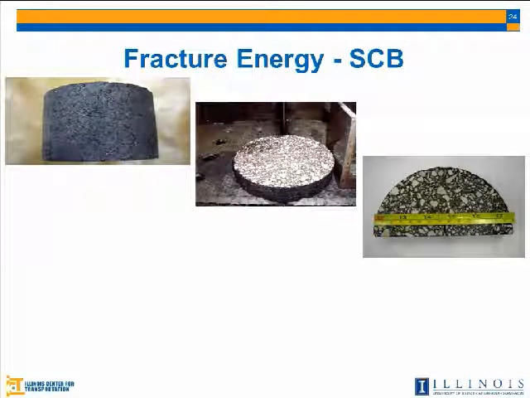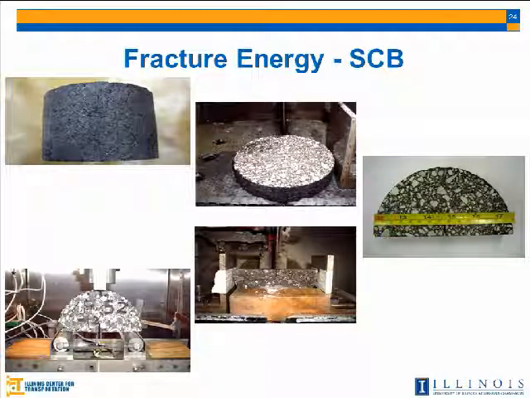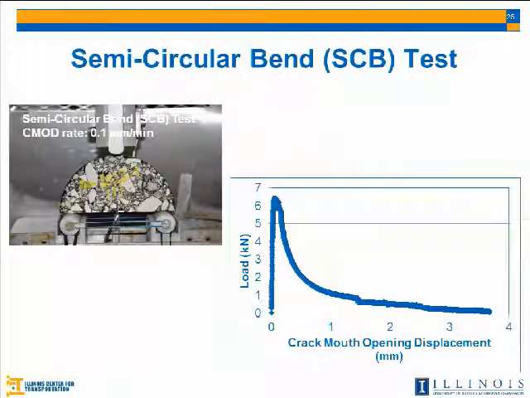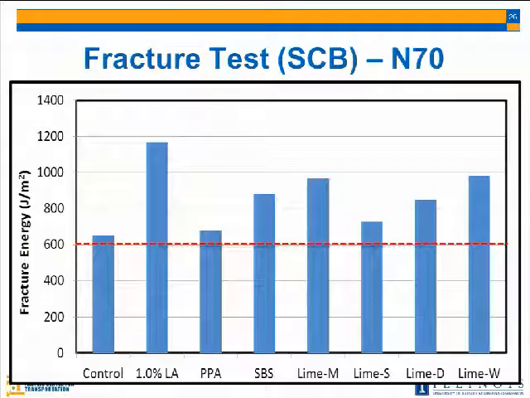Here are figures showing how we prepare the SCB sample, starting from the gyratory sample until we have the semicircular bending shape. Here's a typical result. We have this curve between the load and CMOD. The area underneath this curve gives us the fracture energy. The higher the fracture energy, the higher the resistance to low temperature cracking. This is the main concept of this test.